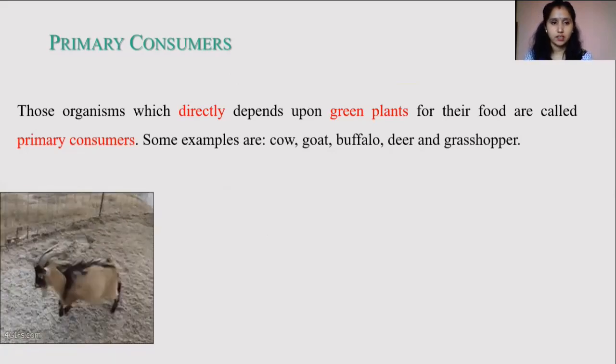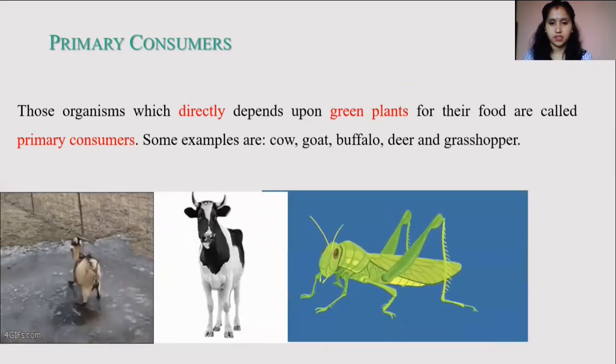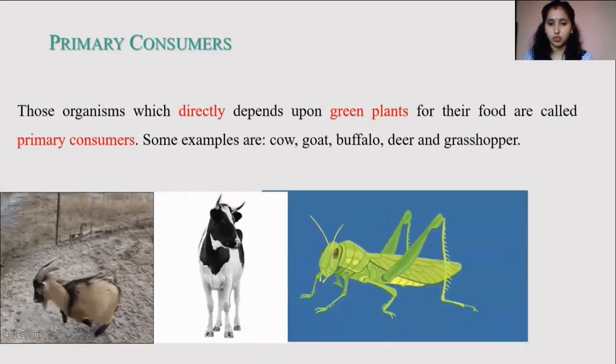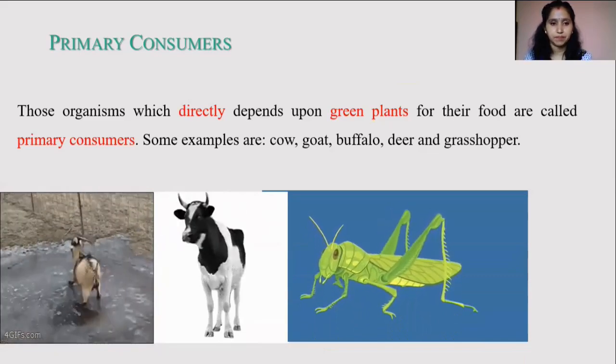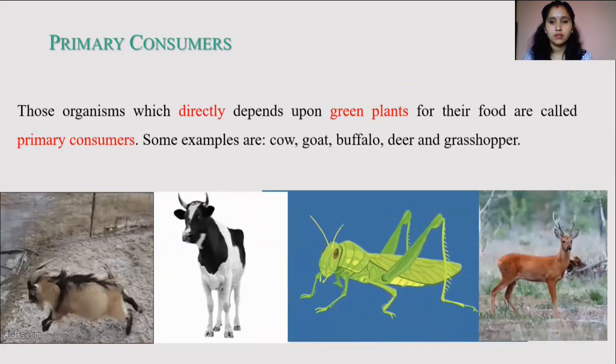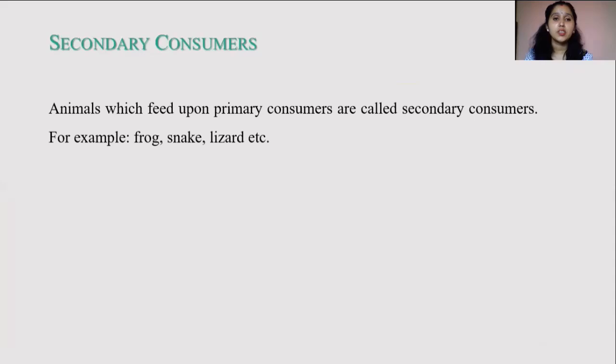Yes, you can see the figures of primary consumers here. This grasshopper is also a primary consumer because it feeds on leaves of grasses. Now, secondary consumers. Animals which feed upon primary consumers are called secondary consumers. Easily you can understand, they feed upon primary consumers. For example, frog, snake, lizard, etc.